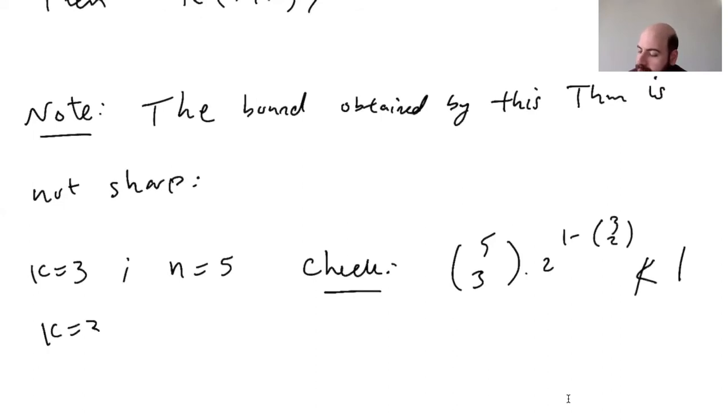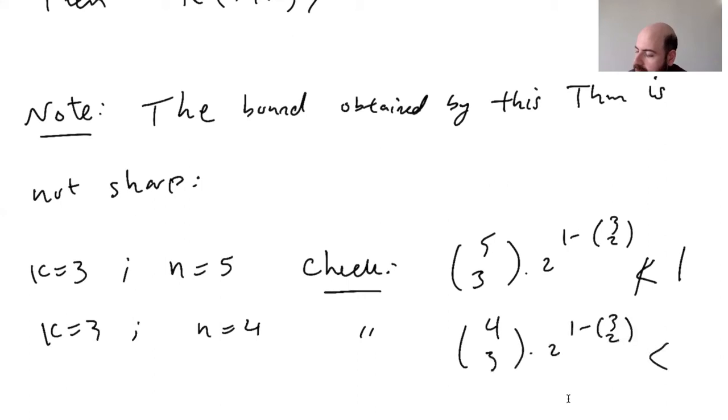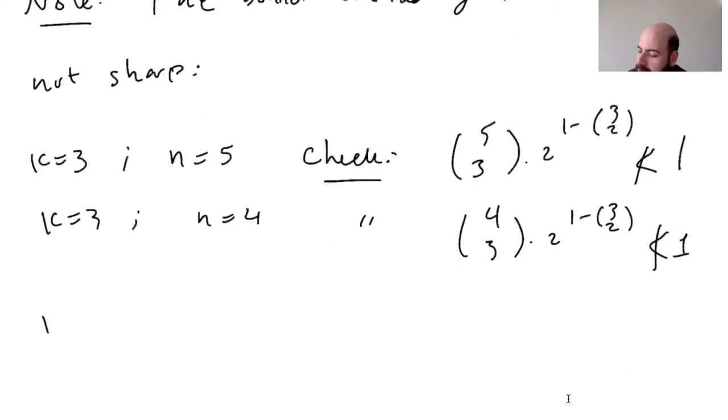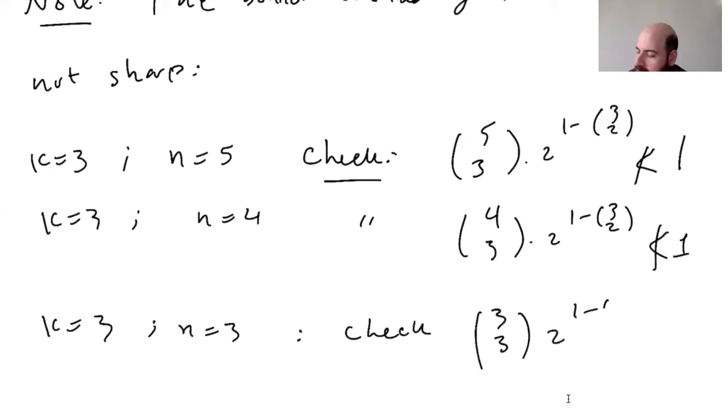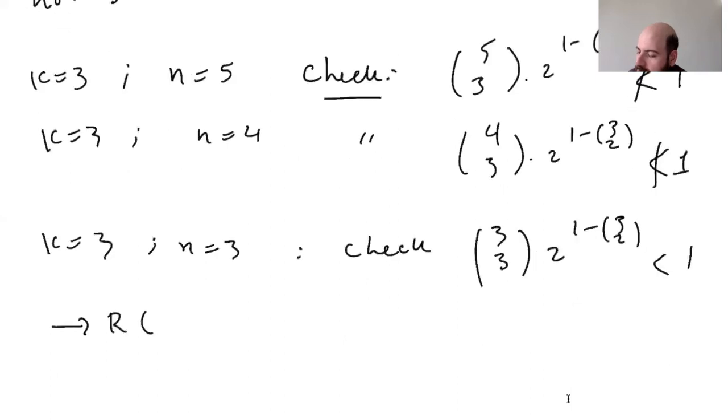Similarly, k equals 3, n equals 4. Again, you can check that this one is not 4 choose 3 times 2 to the power 1 minus 3 choose 2. Again, it's not less than 1. And k equals 3, n equals 3. Well, this one, yes, we can check that: 3 choose 3, 2 to the power 1 minus 3 choose 2 is less than 1. So that means capital R of 3 and 3 is bigger than 3.